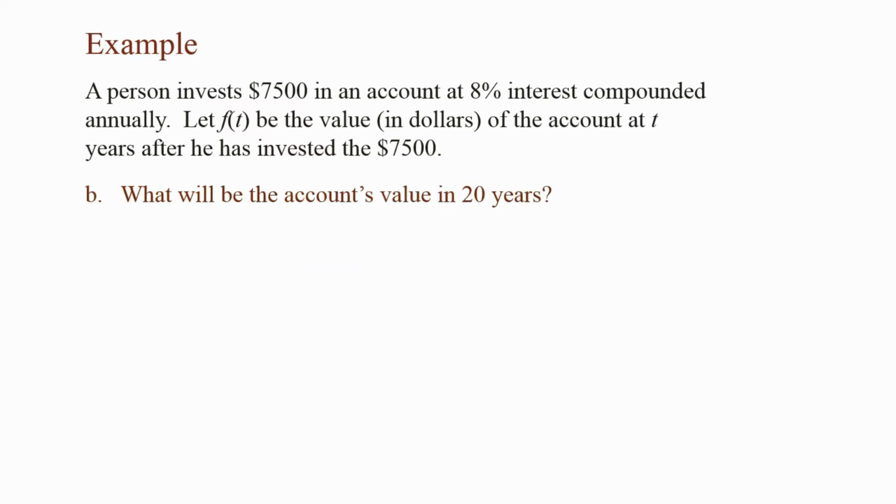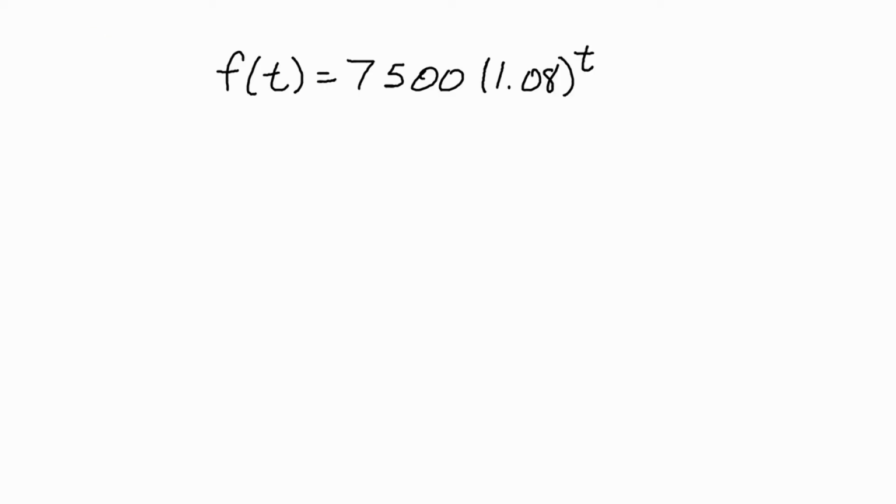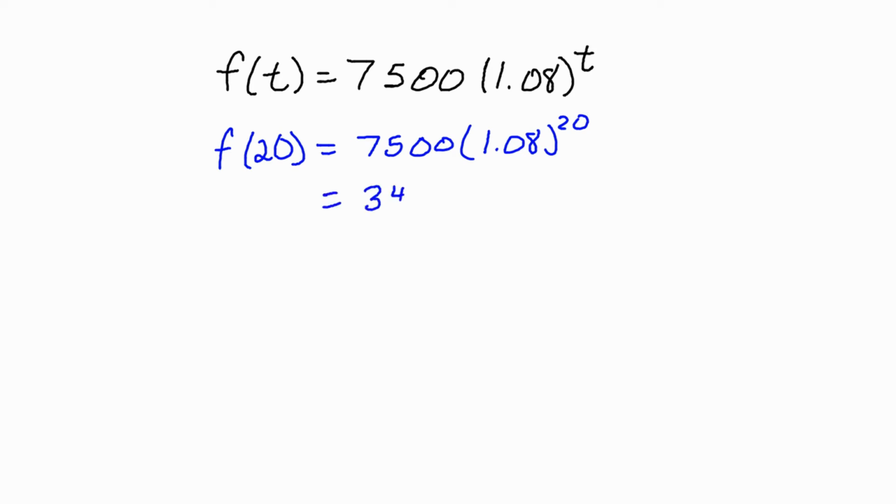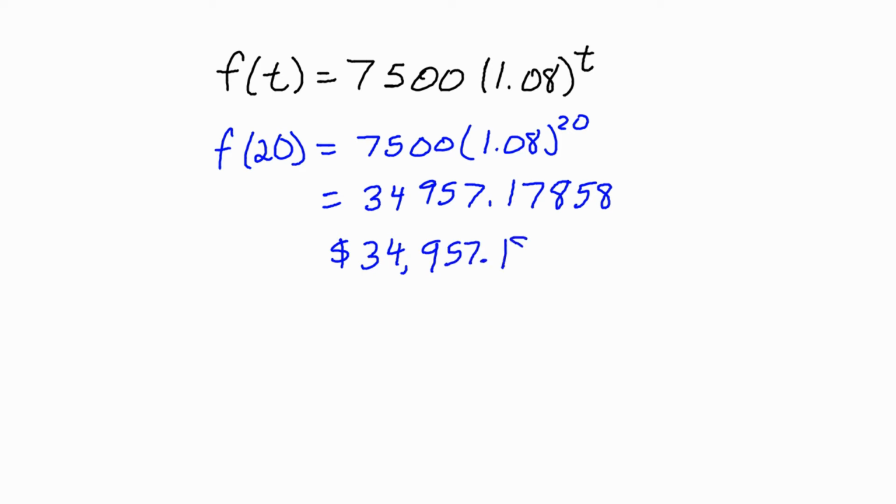For part B, what will the account's value be in 20 years? Since we're looking at 20 years, we want to replace t with 20, so I have f of 20 equals 7,500 times 1.08 to the 20th power. That gives us 34957.17858. Since we're dealing with money, we're looking at $34,957.18.